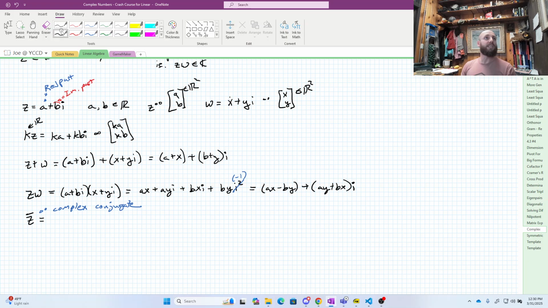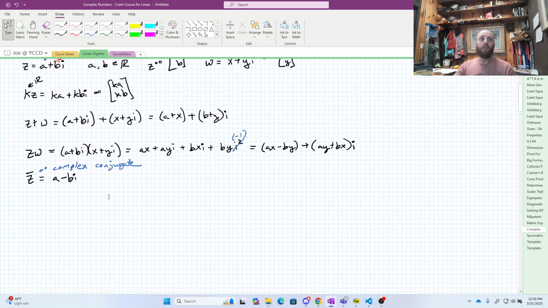You may have seen these at some point in an algebra class or something. There was a conjugate of things with a square root in them. I'm just going to write it down here. It's just a minus bi. So it's the same real part, and then the imaginary part just flips sign. That's it. Easy peasy. So let me talk about multiplying a vector z by itself.